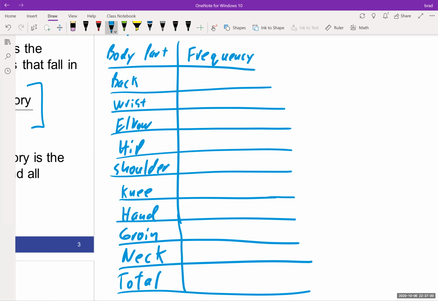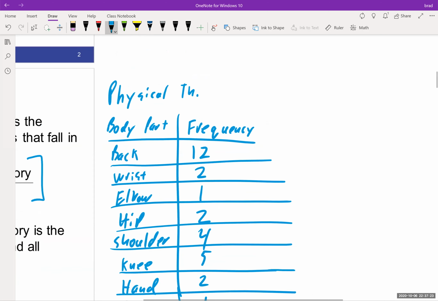Okay. So there were 12 people that came in for back rehabilitation, 2 people for wrist, 1 person for elbow, 2 people for hip, 4 people for shoulder, 5 people for knee, 2 people for hand, 1 person for groin, and 1 person for neck, for a total of 30 patients.